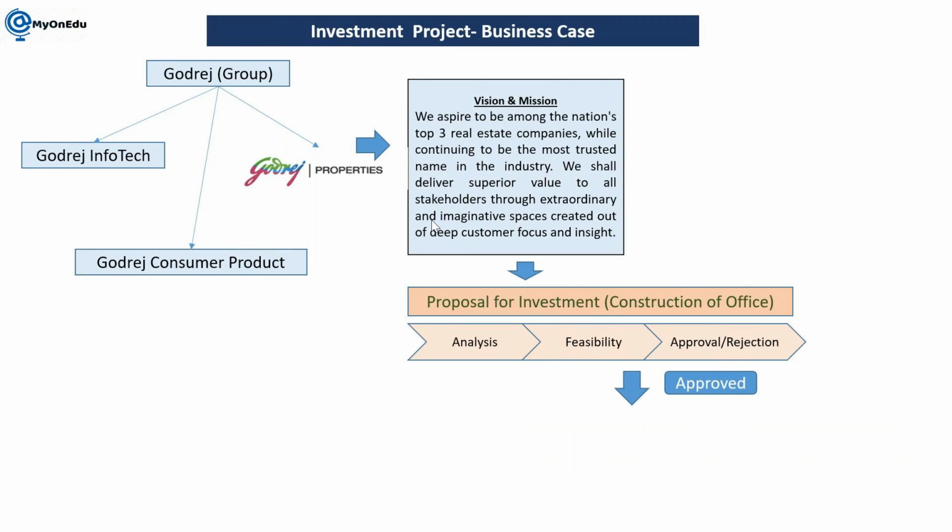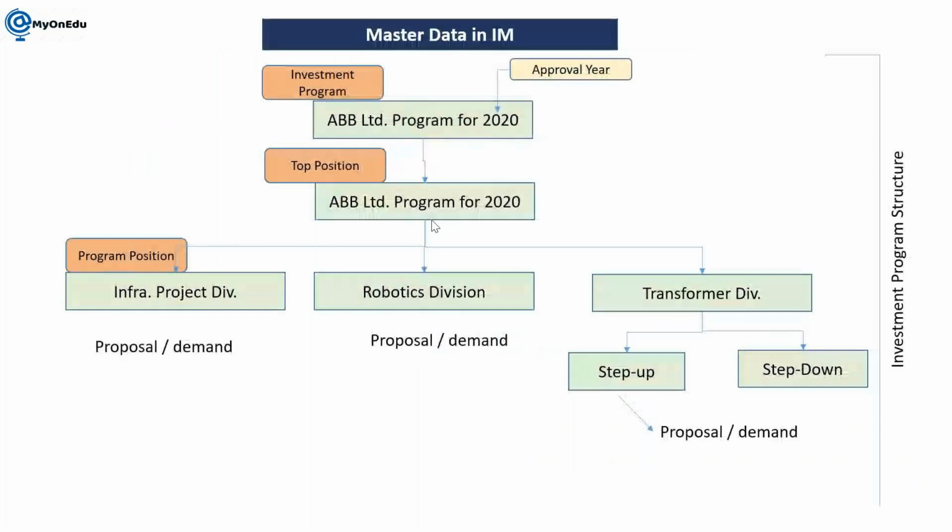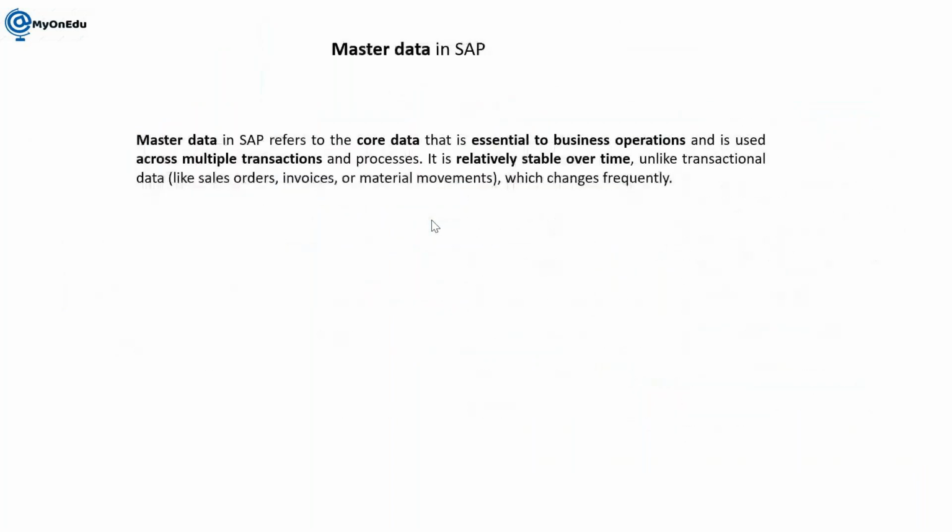So when we come to understand the definition of master data, see, here I'm going in bits and pieces, but when we see the entire picture, everything will be clear. Master data in SAP refers to the core data that is essential to business operations, and it is used across multiple transactions and processes. It is relatively stable over time. So this data is supposed to be stable over time.